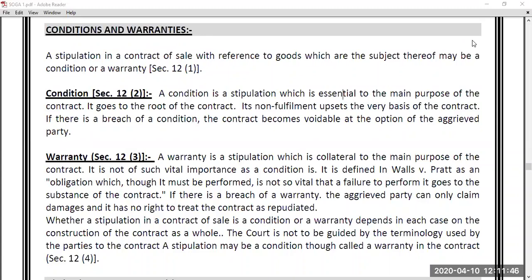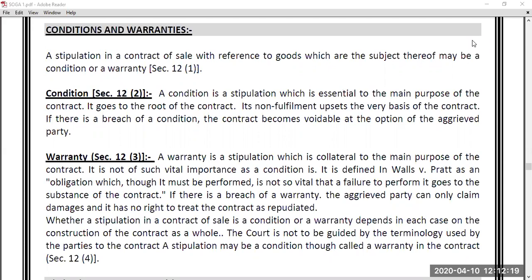So friends, here also you can understand by using your common understanding that statement one, that this shirt contains 100% pure linen, is a condition. But the second statement, that this design of the shirt is rare, you may not find such shirts designed in the same way in the city, is a collateral statement, a warranty.